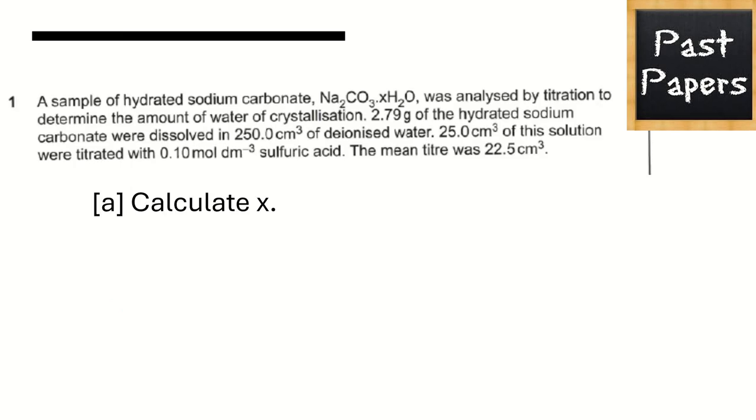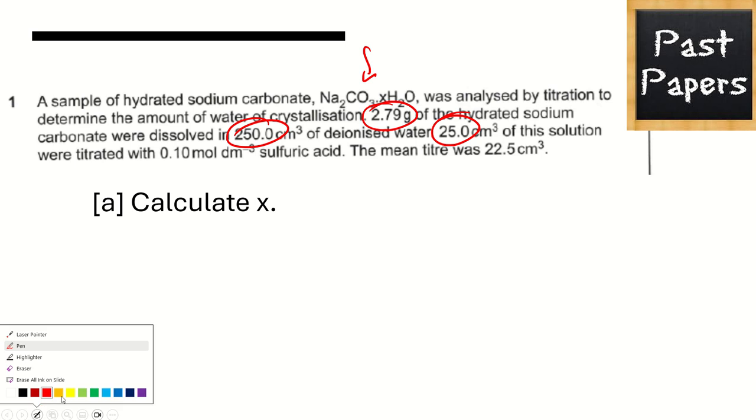Okay, let's have a look at this one here. So we have a sample of hydrated carbonate, similar sort of question to before, and we took 2.79 grams of it. We dissolved that up into 250, and then we took 25 cc's of that. You can hopefully now start to see a kind of a pattern in these questions, guys, which will help you out. So what's the first thing we need here?